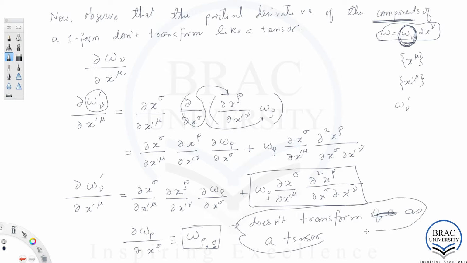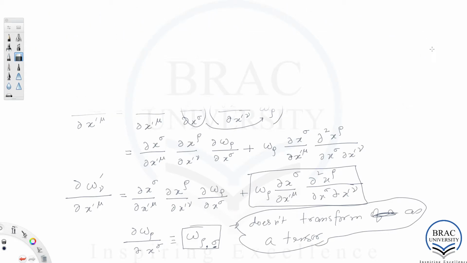Okay, so we have seen that partial derivative is not good enough, because the partial derivative of objects like components of one form or components of vector field, they don't act as tensors. So we need to find a different kind of derivative that acts as a tensor. So that's why we need this idea of covariant derivative. Let me define the covariant derivative first, and then we'll list some important properties of it. So let me erase everything here.